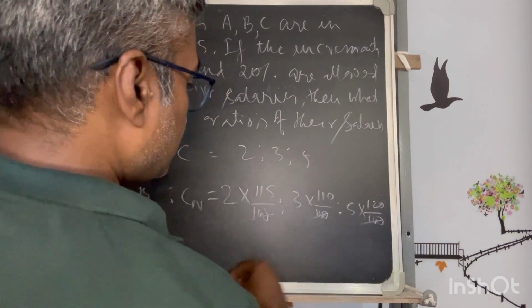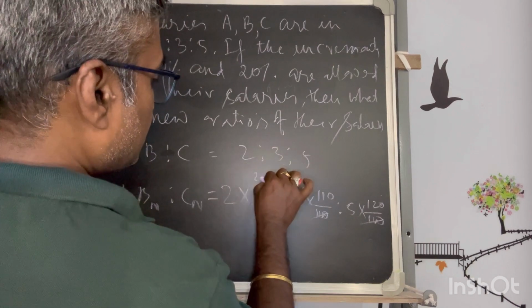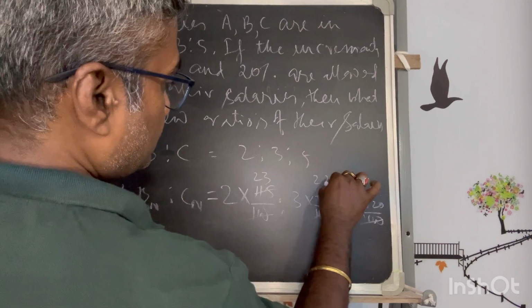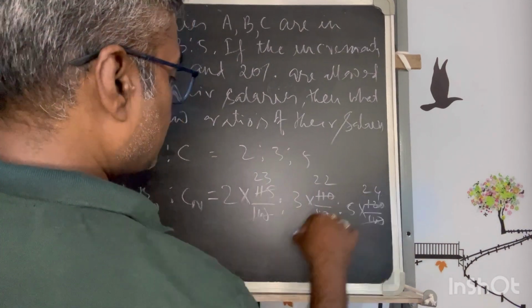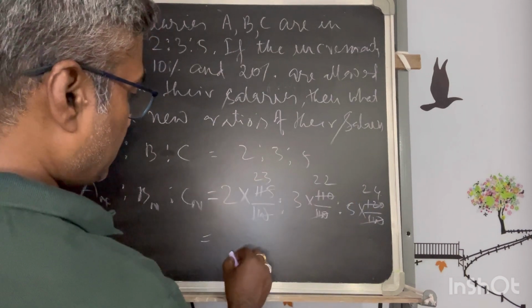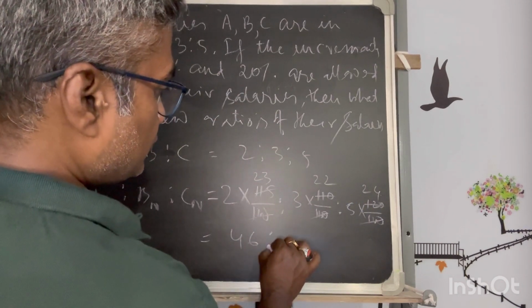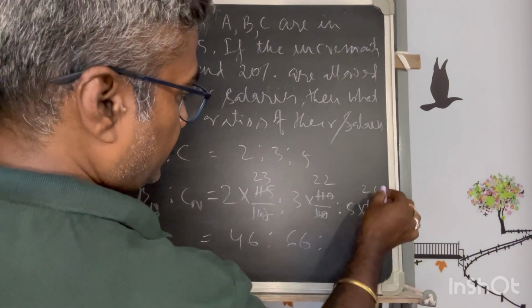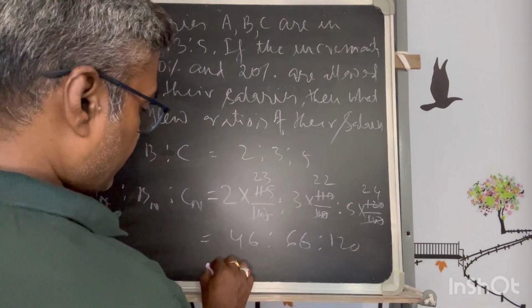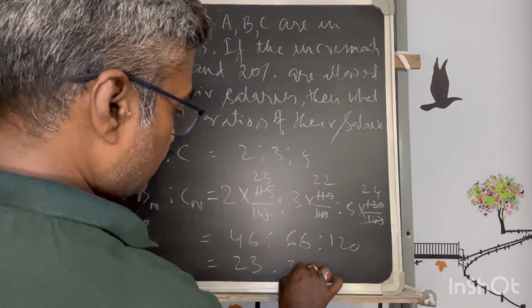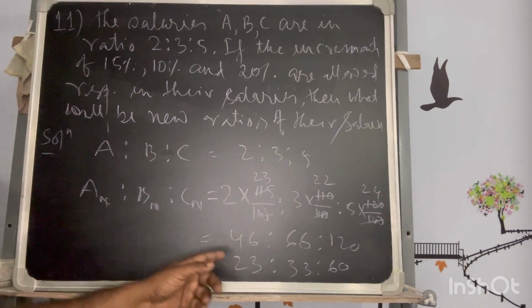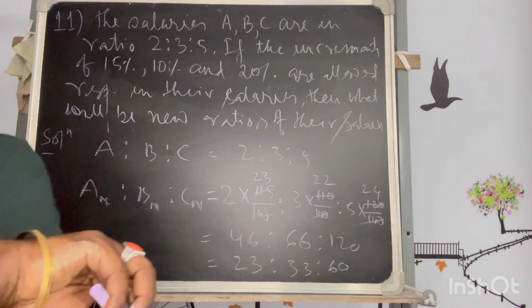Now you can reduce it by 5. Any other factors which will affect it? If not, we can multiply it. This is 46, this will be 66 and this will be 5 into 24, which is 120. So there is definitely one common factor, 2, so you can reduce by this to get the ultimate ratio. The new ratio of salaries is 23, 33 and 60.